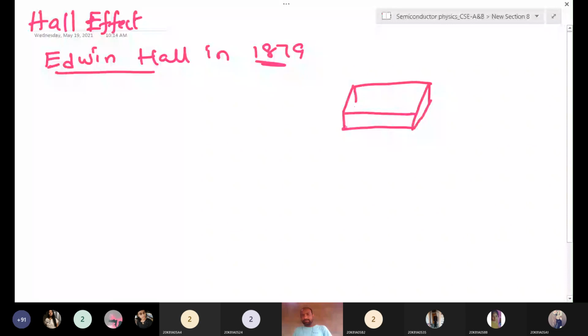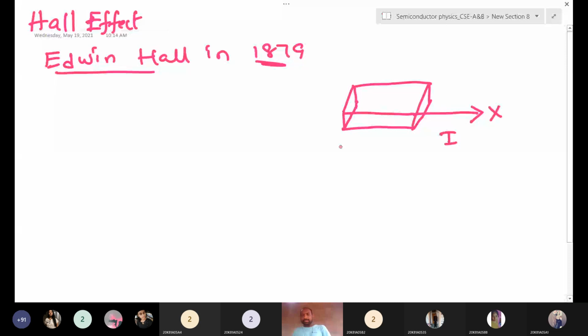This is three dimensional. I am just drawing. This is the x direction, and this is some semiconductor sample. The Hall effect can be observed in metals and semiconductors, but here we are taking some semiconductor material. Along the x direction, some current is going.